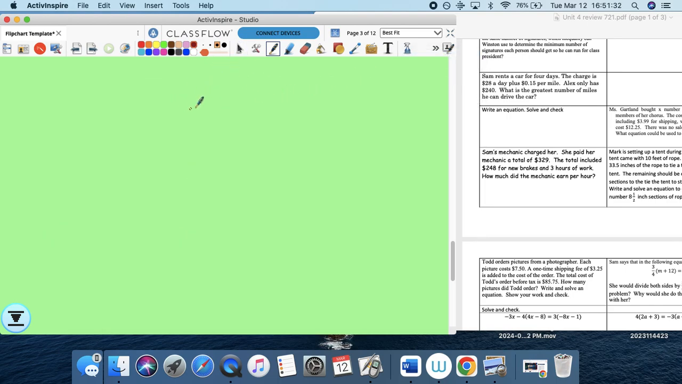Where am I? The mechanic. So we had a mechanic, and the total cost for fixing the car was $329. And what did that $329 include? It included $248 for the brakes, plus the 3 hours of work. 3 hours times whatever he earns, right? So I guess I will call it cost per hour. 3 hours, and we don't know how much he charged per hour, so I'll put C.